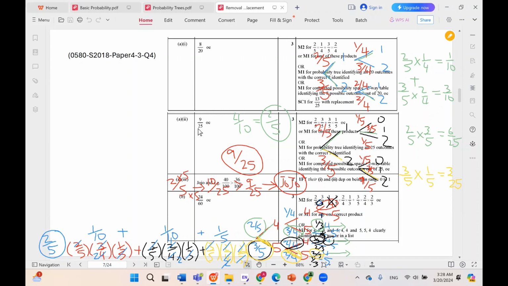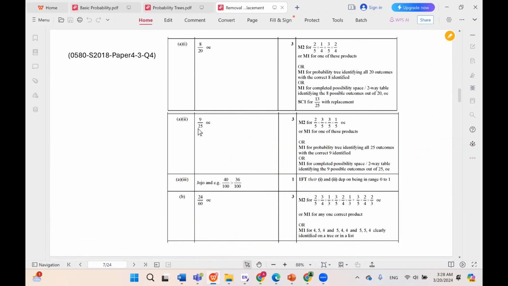So we are given here the answer. 8 over 20 for I, this is the same as 2 over 5. 9 over 25 for double I is correct. Jojo for triple I. And 24 over 60 in B is the same as 2 over 5. So we seem to be in line with the marking scheme.